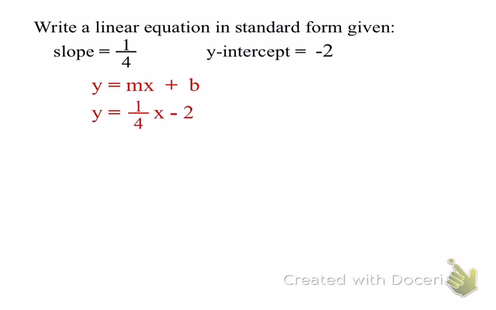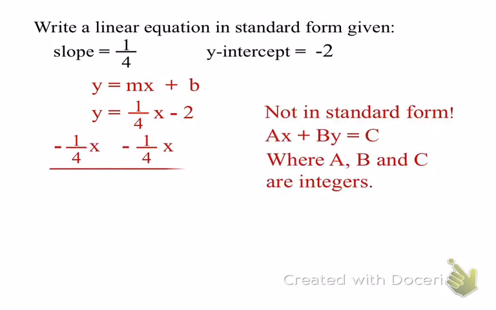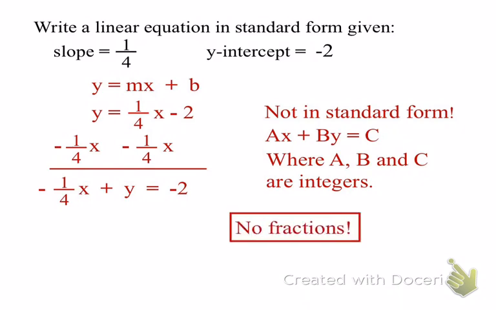Perfect. Okay, now what am I doing to put it into standard form? Someone I haven't heard from. Okay, how about Omar? You subtract 1/4 x on both sides. Correct. We're going to subtract 1/4 x on both sides, and I put it in alpha order. Now, is it in standard form right now? So what do I need to do, Francis? Multiply everything by 4. Multiply everything by 4 or -4. So either one. So multiply everything by 4.